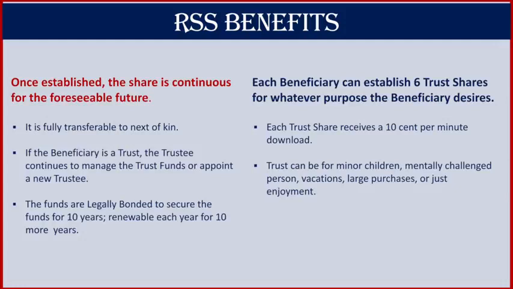This is important. Each beneficiary can establish 6 trust shares for whatever purpose the beneficiary desires. They set up the trusts. We have nothing to do with it. If you set it up and register it on the RSS platform, it starts giving you 10 cents per minute into that trust account. Wow. Again, you can do that for whatever you want. So what does 6 times $1,000 a week come to? Well, you add 6 plus the 1, that's 7,000. That's $28,000 a month.